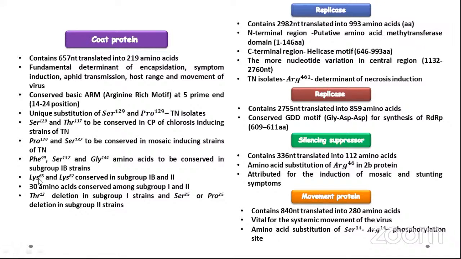Similarly, lysine at the 65th position and 82nd position is conserved among all the subgroup IB and subgroup 2 strains. Cumulatively, 30 amino acids were observed to be conserved among subgroup 1 and 2. Basically, CMV is categorized into subgroup 1 and subgroup 2. Subgroup 1 can be categorized into subgroup A and subgroup B. A conserved deletion was observed in the subgroup 1 strains at the 12th position. Similarly, a conserved deletion was observed at the 25th position of subgroup 2 strains.